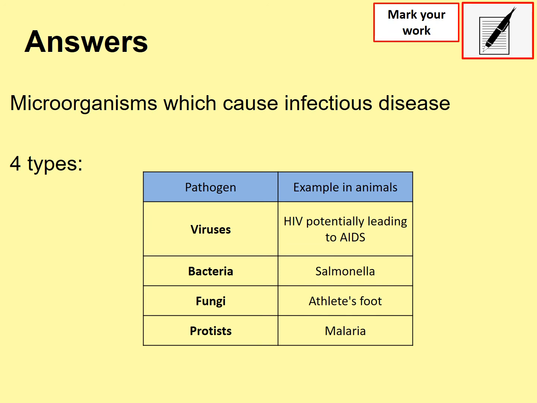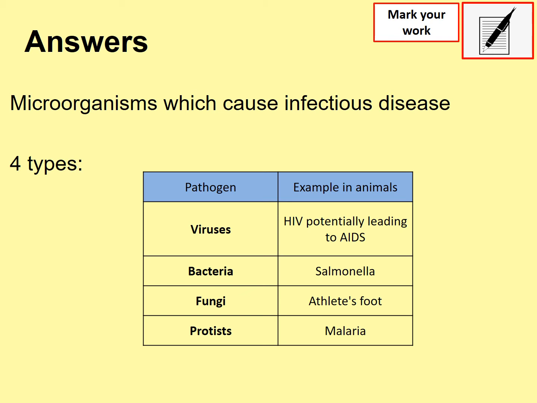Okay, so the answer to the questions at the starter, a pathogen is a microorganism which causes infectious diseases. There are 4 types of pathogens that you may have heard of before. Some of these will be very common to you, so viruses, bacteria, fungi and protists.